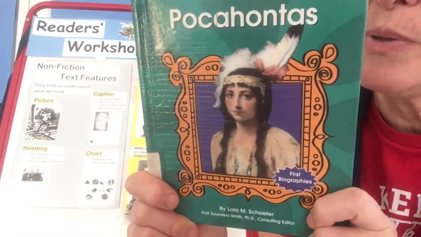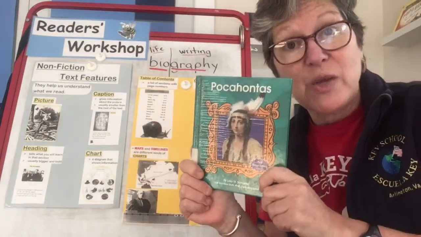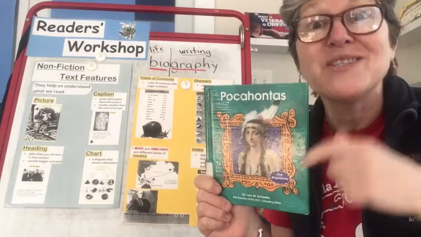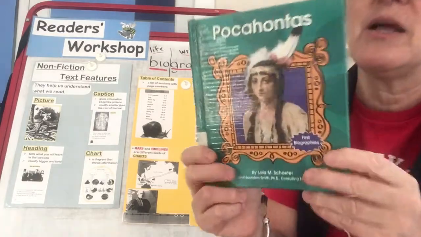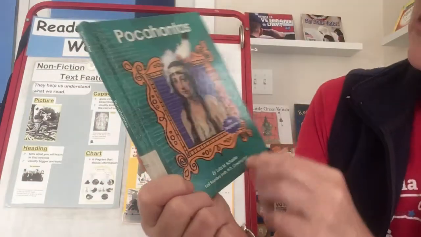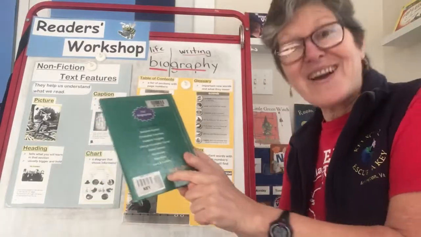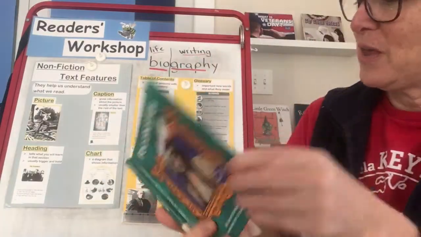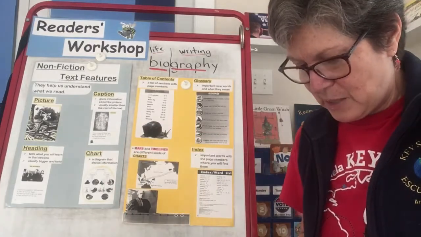And there is a picture of Pocahontas on the cover. Now, I'll tell you, most of the pictures we have of Pocahontas are from someone's imagination, because she was from so long ago that we didn't have photographs, right? Maybe someone imagined she looked like that or drew a picture of her, by Lola Schaefer. And this is a series called First Biographies. On the back are a list of other famous people they've written first biographies about. Here we go. Oops, sticky pages.